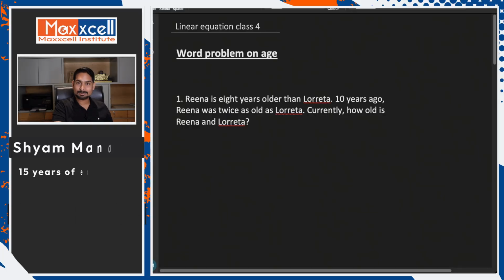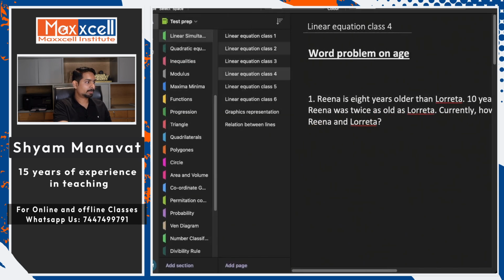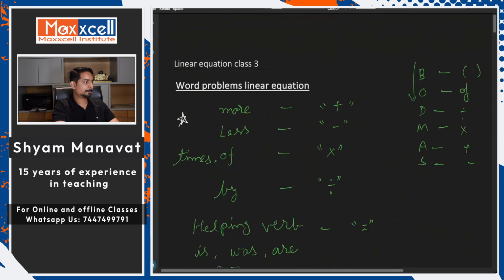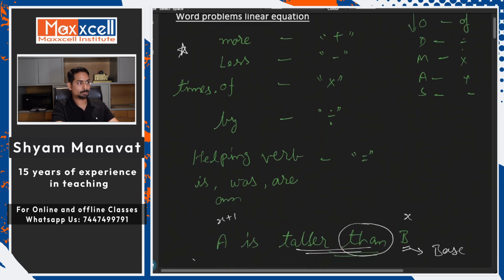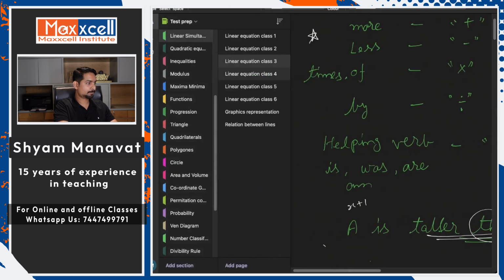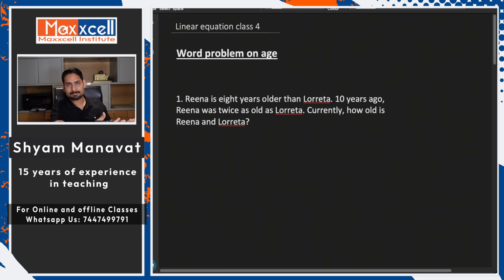So we are in lecture number 4 of linear equation. Here we have again more word problems. Do you remember, have you gone through lecture number 3 where we have spoken about the notations, more, similar to more, or synonym of more, we use plus, so on. I hope you have gone through this part. BODMAS, base, yes. We are going to use these notations. Let's see if that notation will help us to form the equation here.